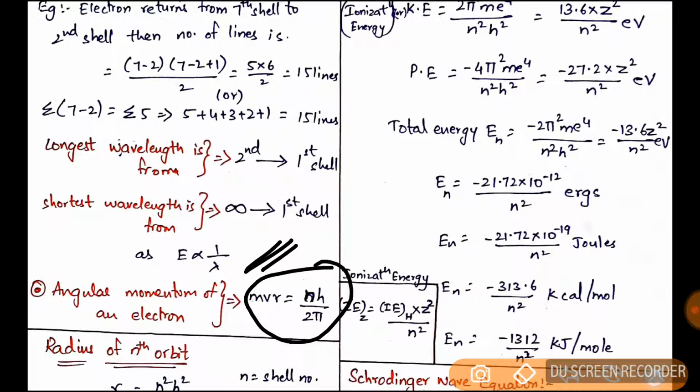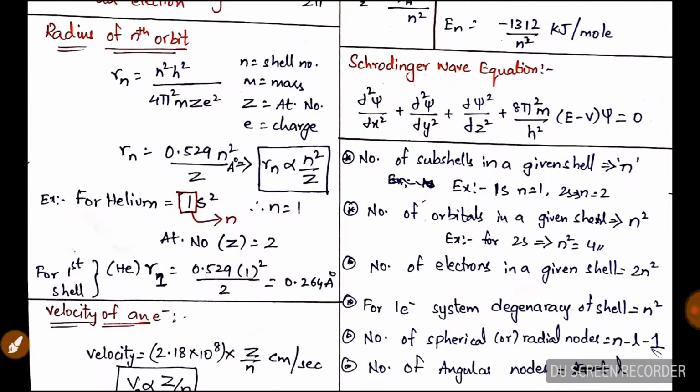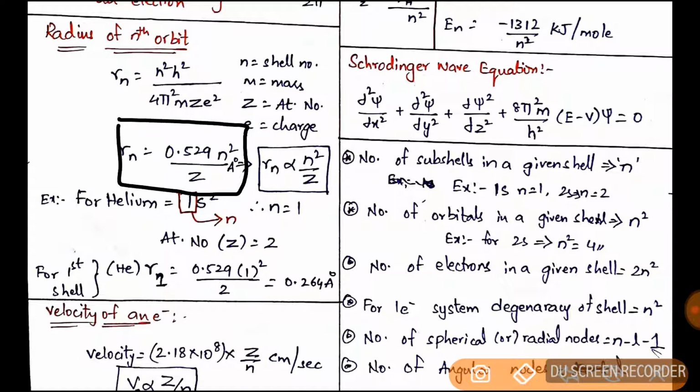And there is this important formula of radius of nth orbit, that is Rn is equal to n square h square by 4 pi square m z e square, where n is the shell number or principal quantum number, m is the mass, z is the atomic number, and e is the charge. After substituting all these values, we get this very important formula, that is Rn is equal to 0.529 n square by z Angstrom units. So they might ask the relation between the radius of an orbit and the principal quantum number or atomic number. So this formula is also important.